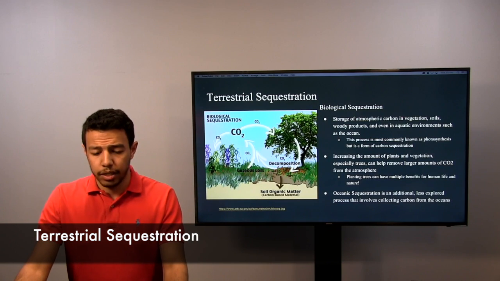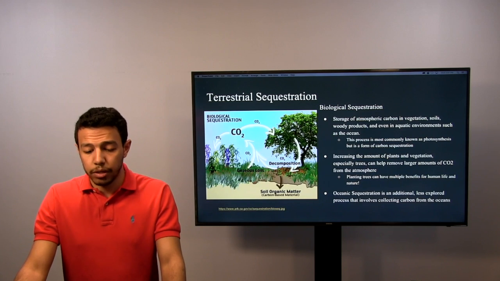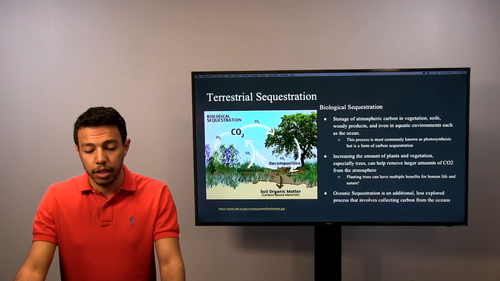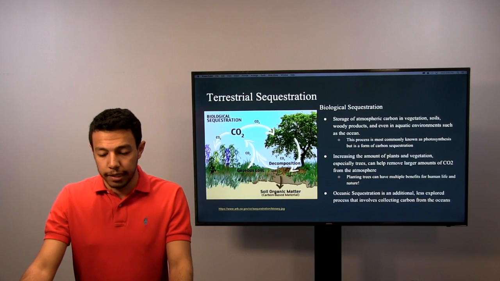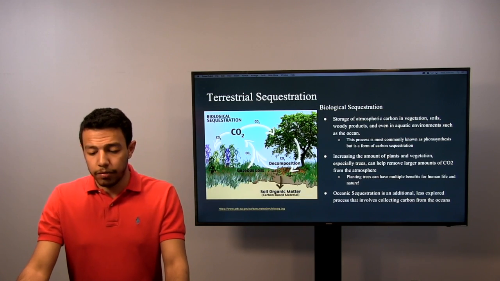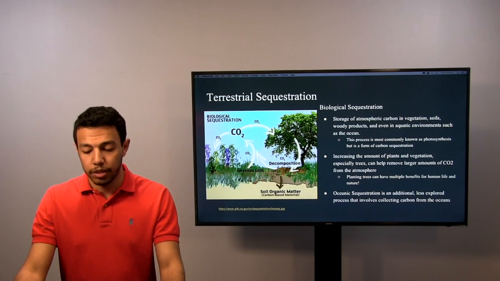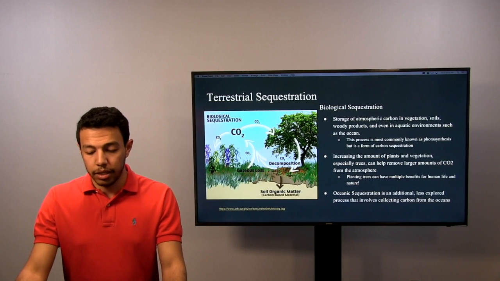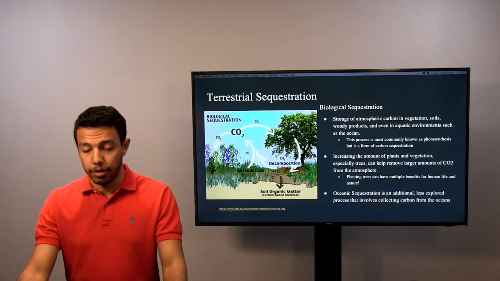Biological sequestration is the storage of atmospheric carbon in vegetation, soils, woody products, and even in aquatic environments such as the ocean. This process is most commonly known as photosynthesis, but is a form of carbon sequestration. Increasing the amount of plants and vegetation, especially trees, can help remove larger amounts of CO2 from the atmosphere. Oceanic sequestration is an additional, less explored process that involves collecting carbon from the ocean.